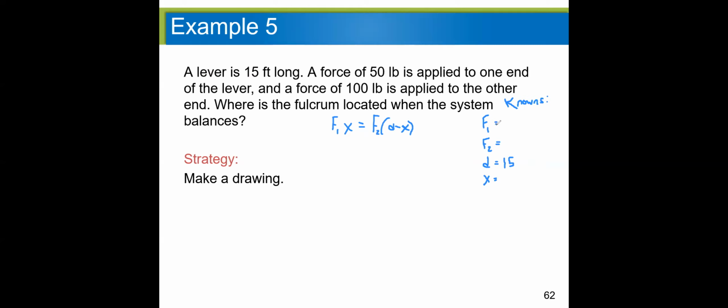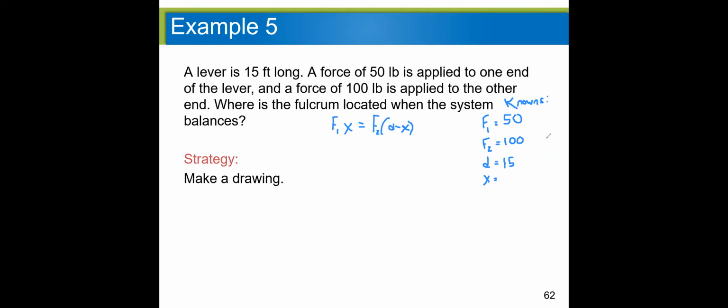Cool. So one side of the fulcrum, the teeter-totter, has 50 pounds on it. The other side has 100 pounds on it. Which is which? Does it matter? I would argue no. It doesn't really matter which side you put the lever on because the fulcrum would just have to adjust accordingly, right? So let's call F1 50 and F2 100.